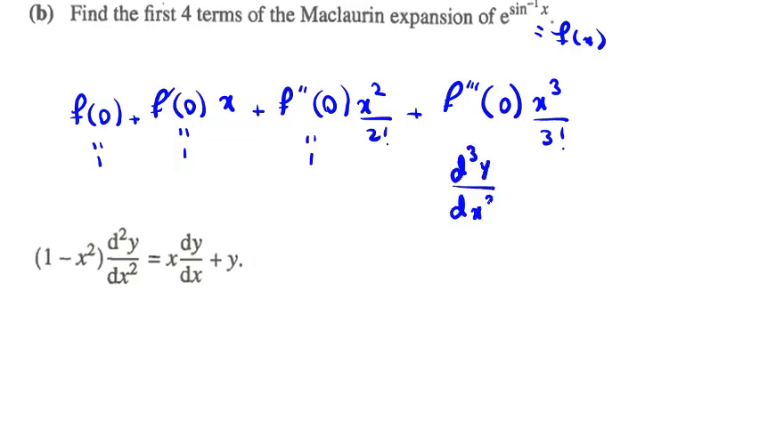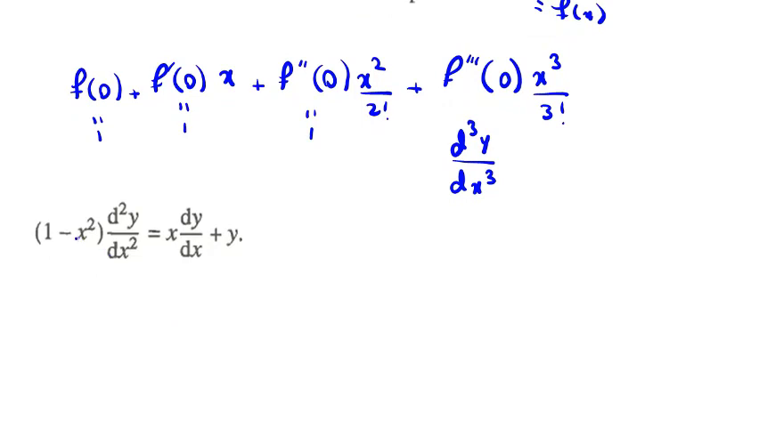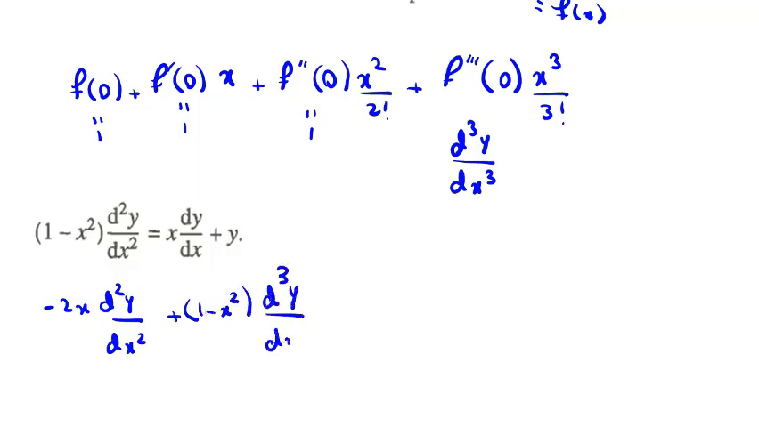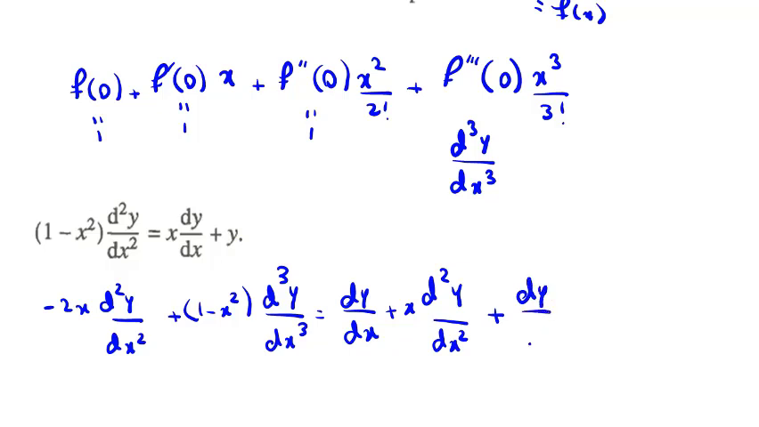d3y/dx3. So I differentiate both sides with respect to x. It will be negative 2x d2y/dx2 plus (1 minus x²) d3y/dx3 plus, differentiating this, first dy/dx plus x d2y/dx2 plus dy/dx.